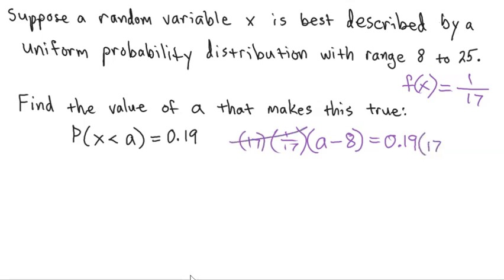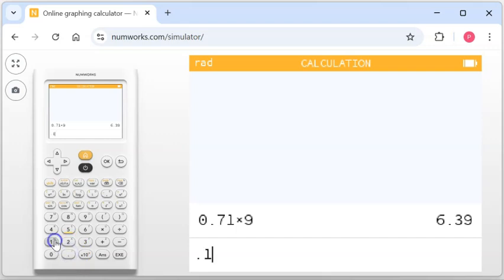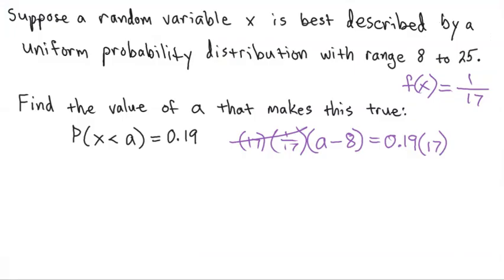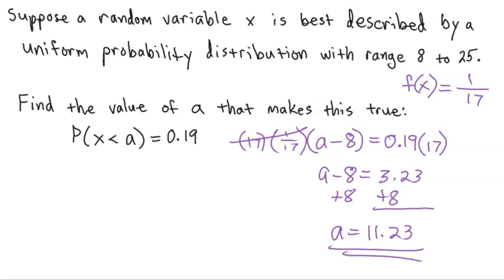So over here, we're going to multiply by 17. So let's go ahead to our calculator and do 0.19 times 17, and that's going to give us 3.23. So bring down A minus 8 is equal to 3.23. And now we'll add 8 to both sides, and we get A is equal to 3.23 plus 8, which is equal to 11.23, and that is our final answer.